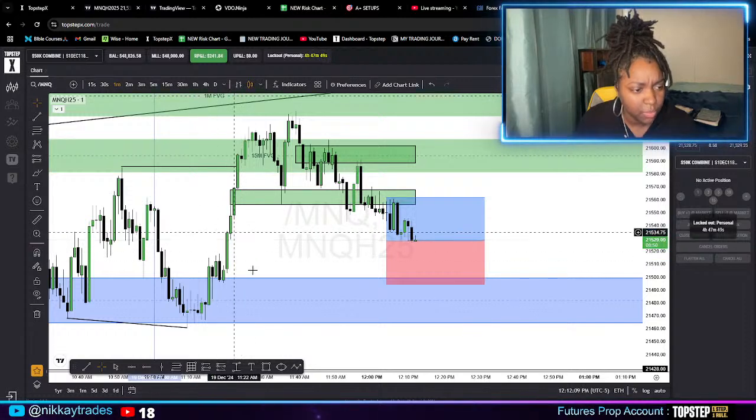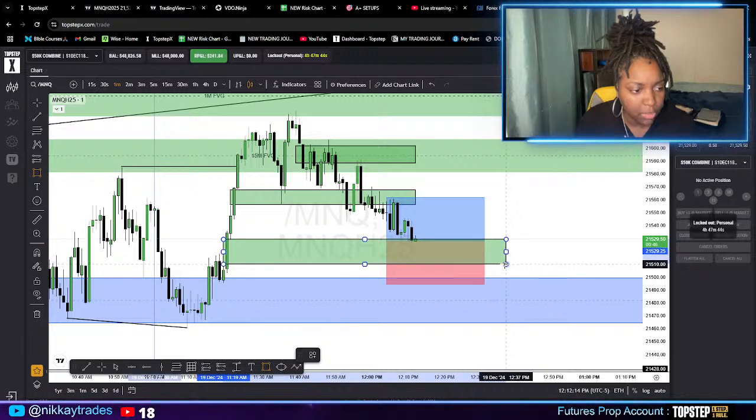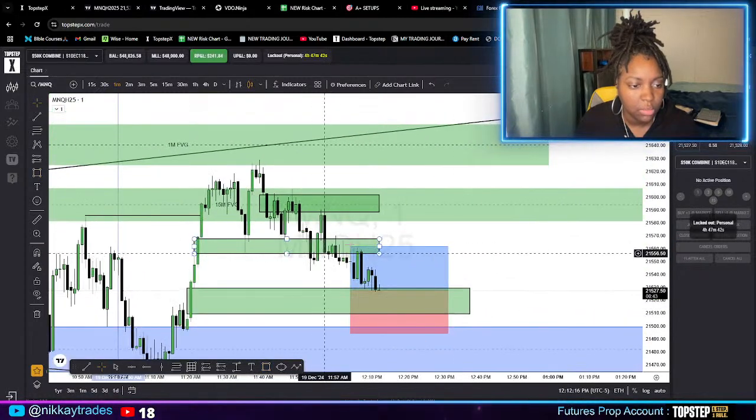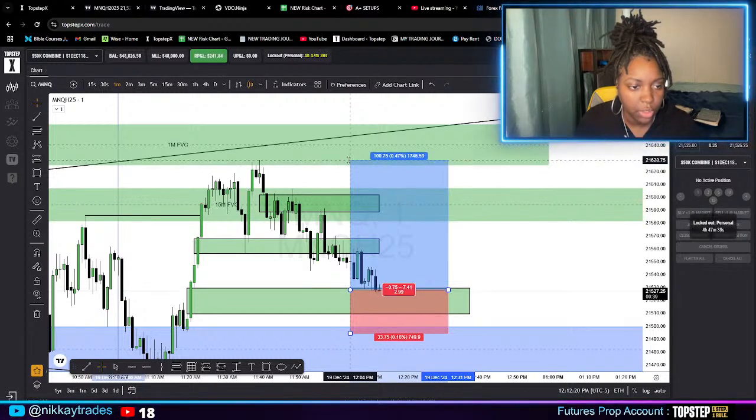It just, my fair value gap just disappeared. I am gonna leave this on here to see if it plays out though, because this would have been the setup that I was looking for at first.